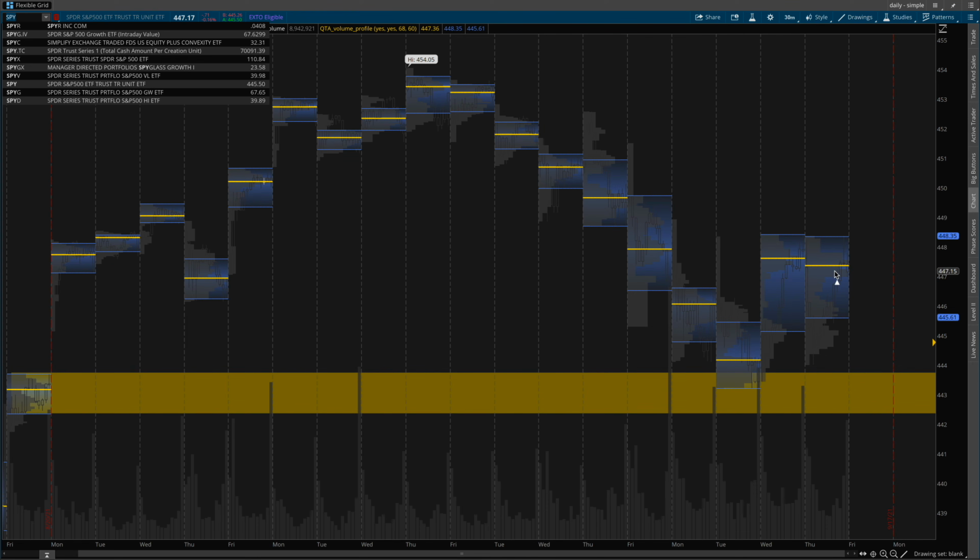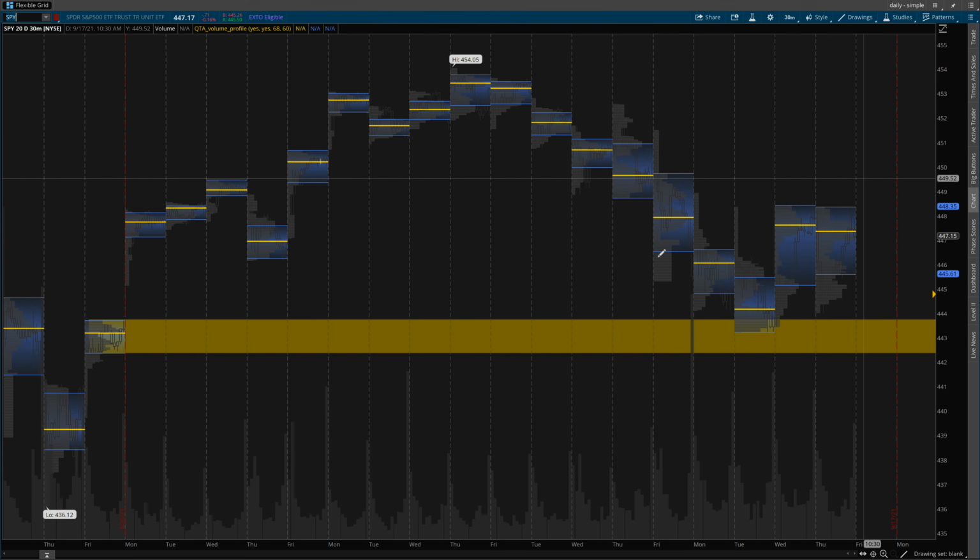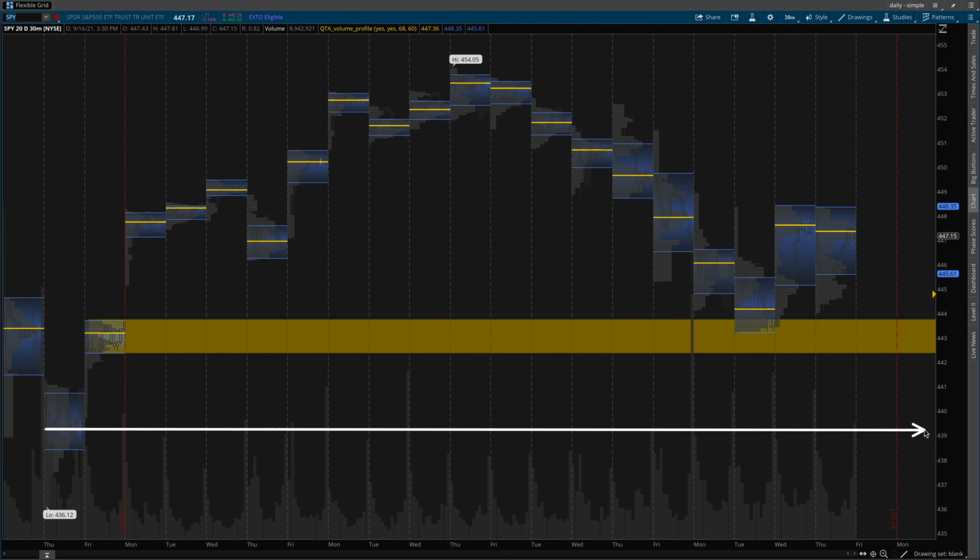If we have a point of control that closes below this area, that's where bulls will start to get pretty nervous again, and we would probably look to target this previous point of control right here, because this is our next virgin point of control.